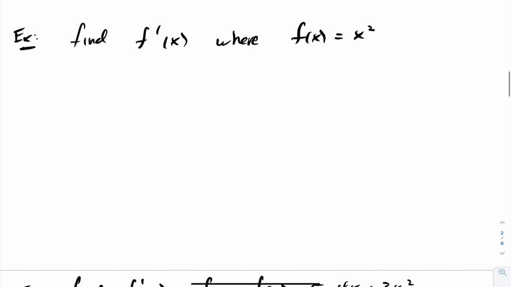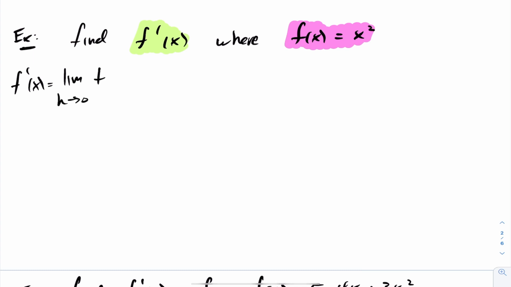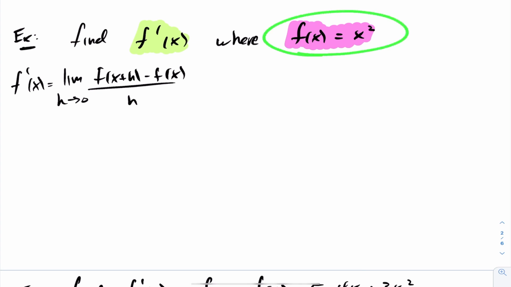So let's take a look at our first example here. I have this function f at x equals x squared. I want to go ahead and I want to calculate f prime at x. So in this situation here, I know that by definition, f prime at x is the limit as h goes to 0 of f at x plus h minus f at x all over h. Now again, normally we would have a specific point they want us to calculate the slope of the tangent at, and we would substitute in for x. We're going to leave that x there.